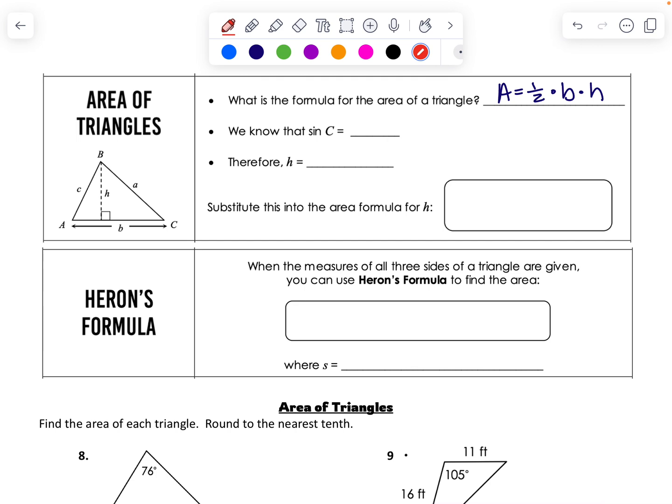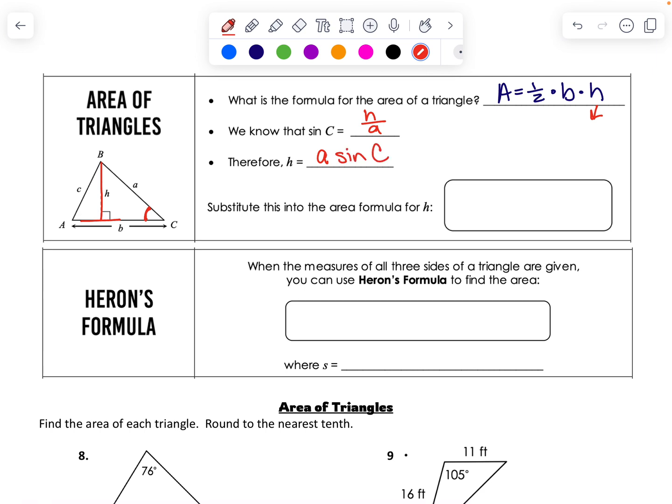Well, we can replace this height with another piece of information. That height in my triangle, remember, is always perpendicular to your base. So we know that the sine of angle C is going to be that opposite side over the hypotenuse. If I ignore this part of that triangle and I just want to find the sine of C, that's h over a in this triangle. So the sine of C would be h over a. If I wanted to rewrite that, I could say h is a times the sine of C.